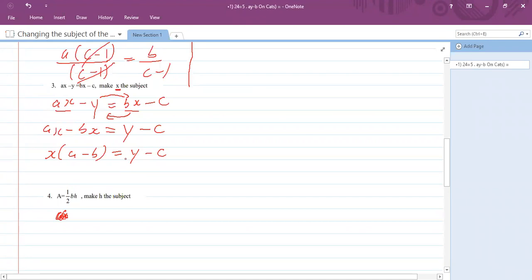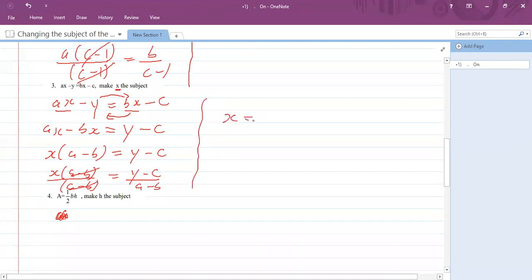I get rid of the A minus B. So you are going to say X bracket A minus B divided by A minus B, right? Is equal to Y minus C over A minus B. So this A minus B cancels the A minus B. So basically what is left here is X is equal to Y minus C all over A minus B.